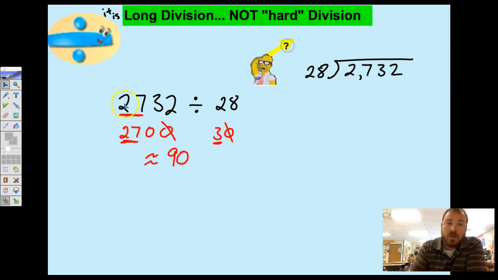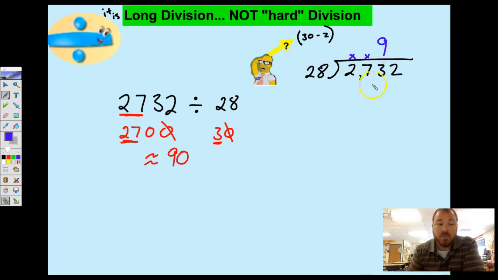I'm going to change this 28 to the same number we used in our estimate. So we're going to think about this number as being a 30, but it's not 30, it's 30 minus 2. Okay, we already know our first digit. Our first digit should be a 9, and it should be in the tens place value because 28 doesn't go into 2, and 28 doesn't go into 27. So we're going to put our 9 at the top, and then we're going to multiply out. 9 times 30 is 27 with a 0, 270. The minus sign comes next, and 9 times 2 is 18.